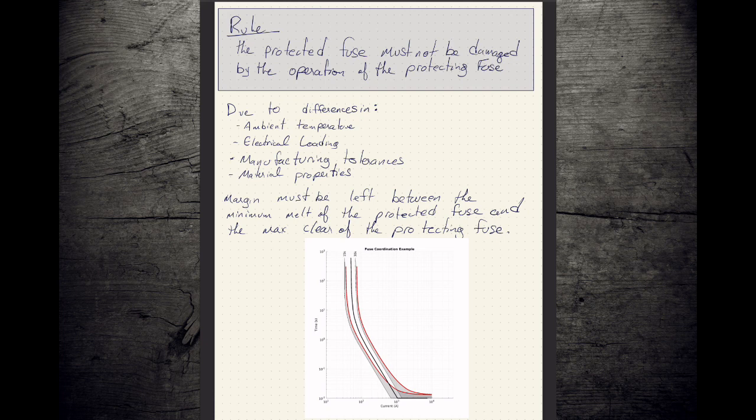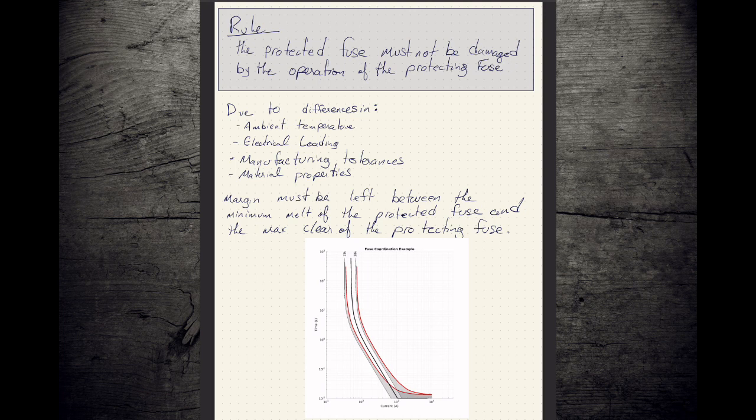So if we're talking about protecting and protected, obviously, if our upstream fuse is being protected from operation, that means that we don't want that fuse to operate. We don't want the element to melt. And I'm going to extend that concept just a little bit and we're going to say, I don't want it to be damaged at all.